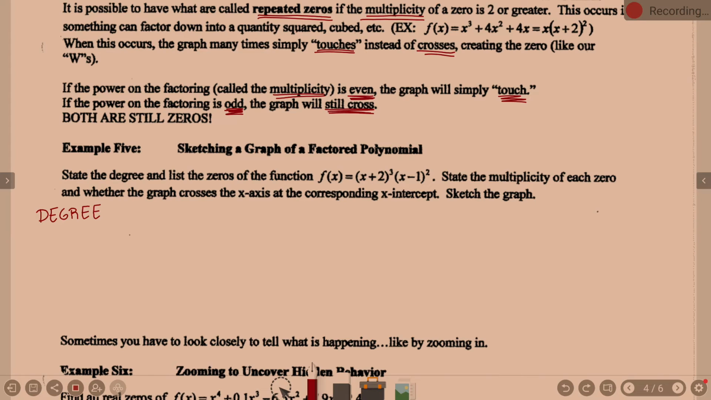If you were to multiply out x plus 2 cubed and x minus 1 squared, and you take all of those parentheses and multiply it all together into one big polynomial, what's that highest power going to be? X to the 5th. Because when you do x plus 2 times x plus 2 times x plus 2, that's going to give you an x to the 3rd as your highest power, right? Here, when you do x minus 1 times x minus 1, you're going to get x to the 2nd as your highest power, right? What happens when you multiply x to the 3rd times x to the 2nd? You add the powers, and it's x to the 5th. So we're going to have a degree of 5.